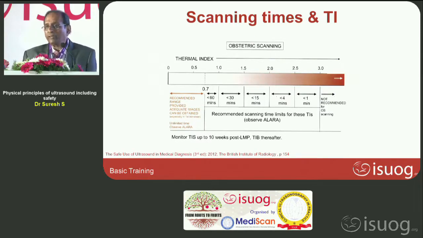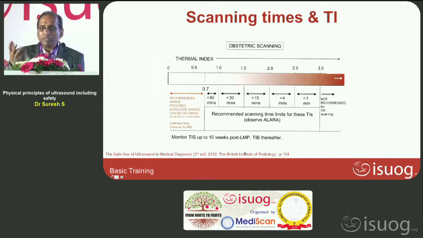So let's see how long you can actually scan a patient safely. If you keep your thermal index less than 0.7, then it is the recommended range, provided adequate images can be obtained, and even though the time is unlimited, you prefer to look at the ALARA principle. You do the scan for as much time as required, and then try to finish the scan in an effective manner. As the thermal index increases, the time of scanning before damage occurs becomes less and less. If you have a thermal index of less than 3, you can scan only for less than 1 minute, and more than 3 it is really not recommended.